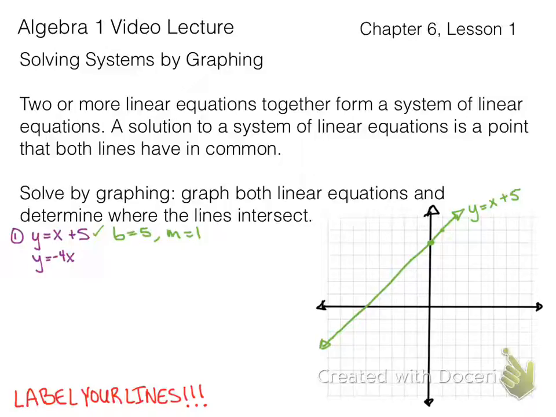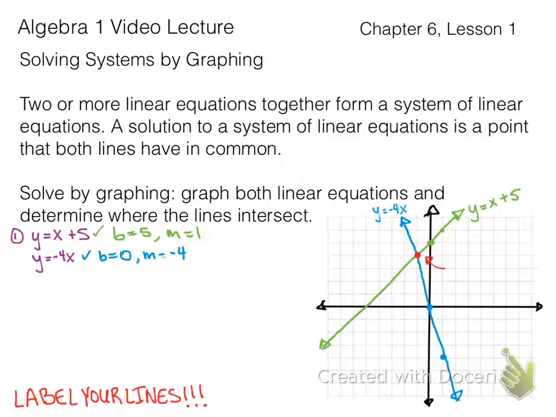Okay, next line I'm going to do in this blue color. The slope is negative 4. The y-intercept is 0 because it doesn't have a b. Remember slope-intercept form from last chapter. And let's go ahead and graph it. So I start at 0, and then I'm going to go down 4, to the right 1, down 4, to the right 1. Or I can go left 1, up 4, left 1, up 4. So as you can see, I actually got my lines to hit each other.